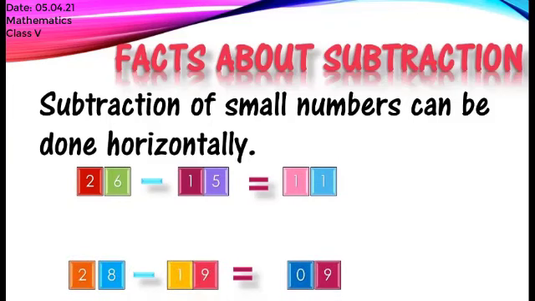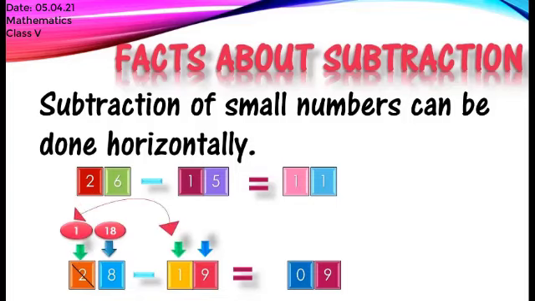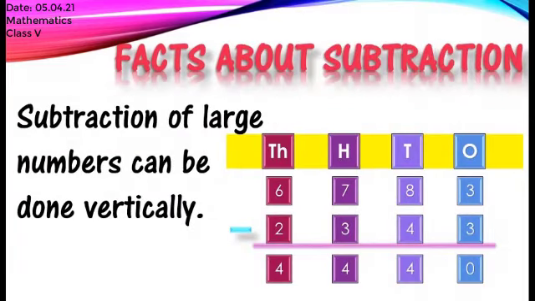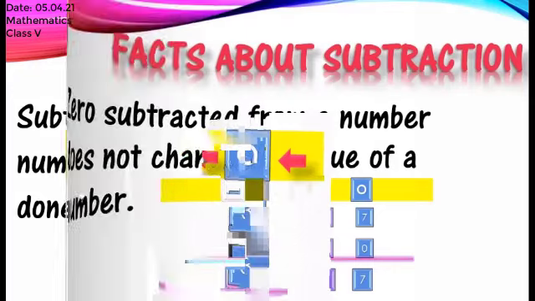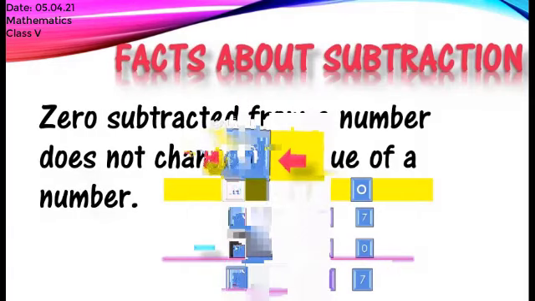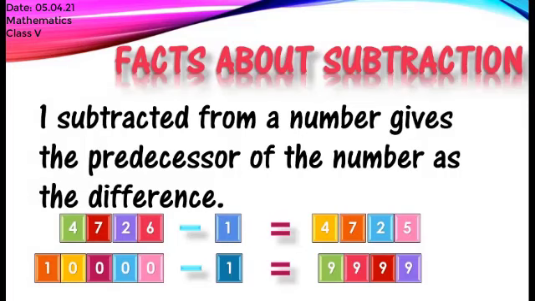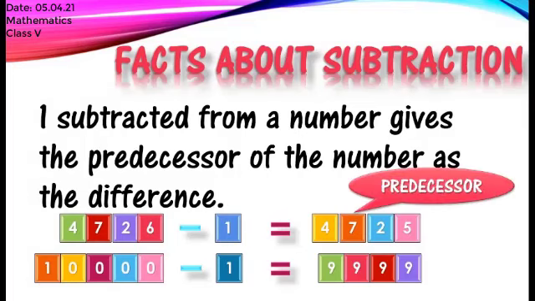Subtract from ones first. Take borrow from tens mentally, then subtract from tens. And subtraction of large numbers can be done vertically, placed just below the place value chart. 0 subtracted from a number does not change the value of the number. The answer remains the same. 1 subtracted from a number gives the predecessor of the number as the difference.